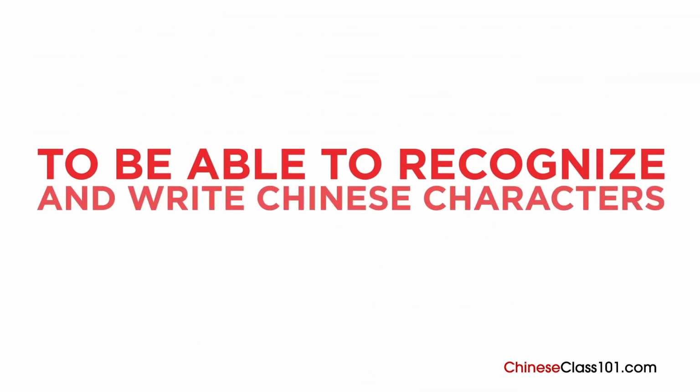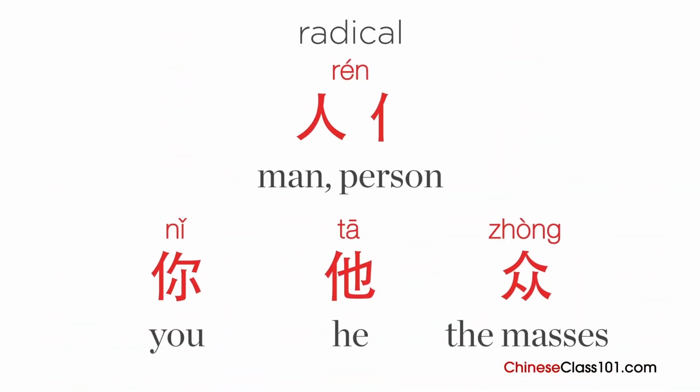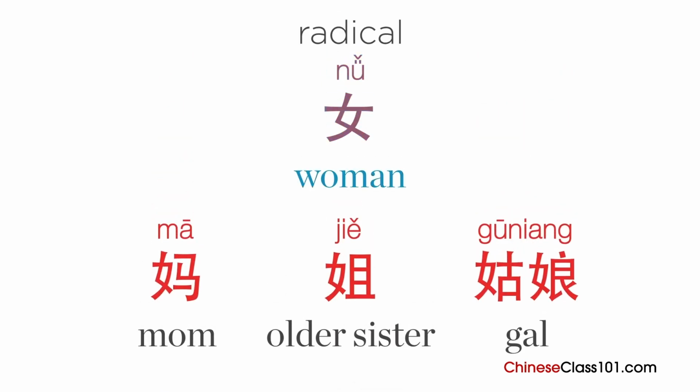To be able to recognize and write Chinese characters, you should know the basic radicals. Now we'll give you a few of the most commonly used radicals. 人 or its variation means man or person. It's present in words like 你, you, 他, he, 众, the masses. 女, meaning woman. It's in words like 妈, mom, 姐, older sister, 姑娘, girl.